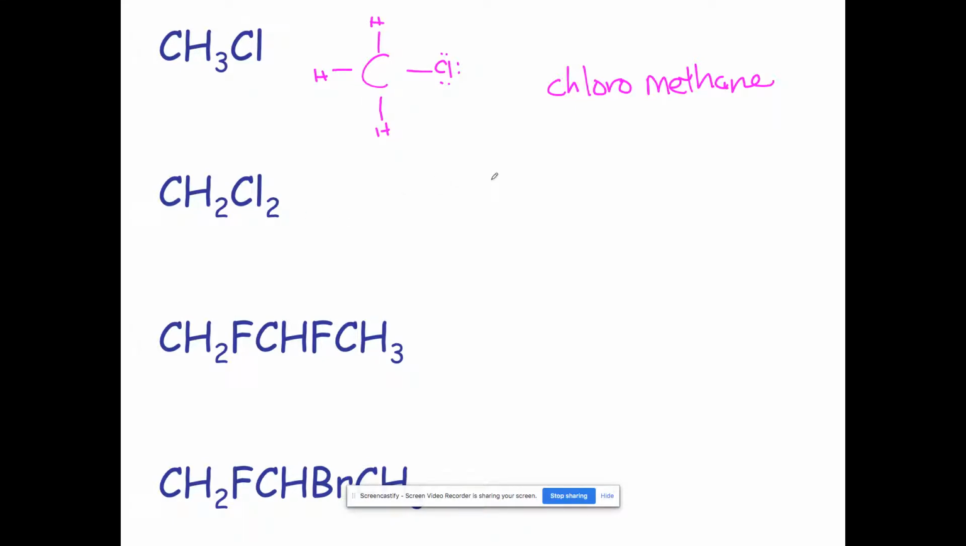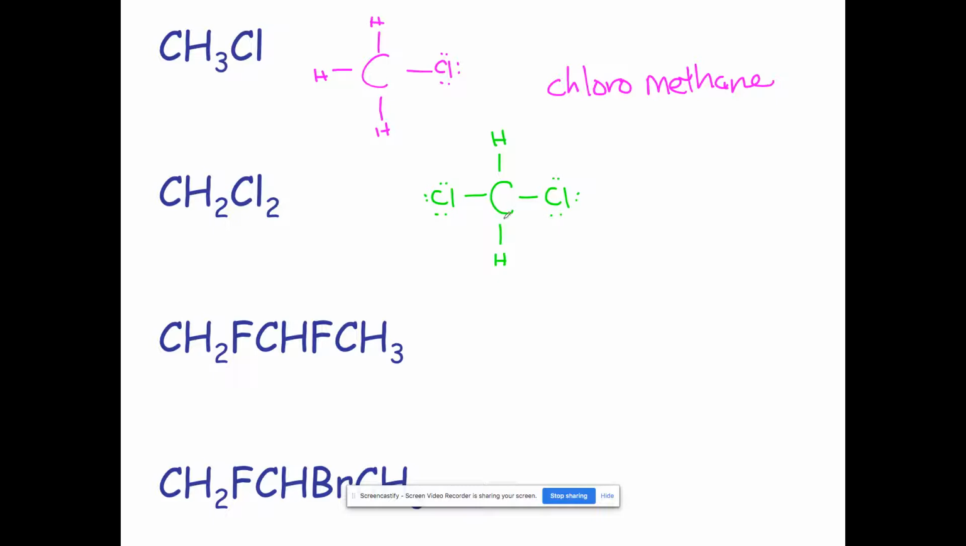CH2Cl2. Maybe I'll use a different color just to keep them separated. Green. See? 1, 2, 3, 4 bonds. 2 of these bonds will be to H's, 2 of them will be to Cl. Doesn't matter where you put them. I'm just going to put them here because it's going to give me more space. Doesn't matter. Things rotate. Chlorine. Put those extra valence electrons, as you see.